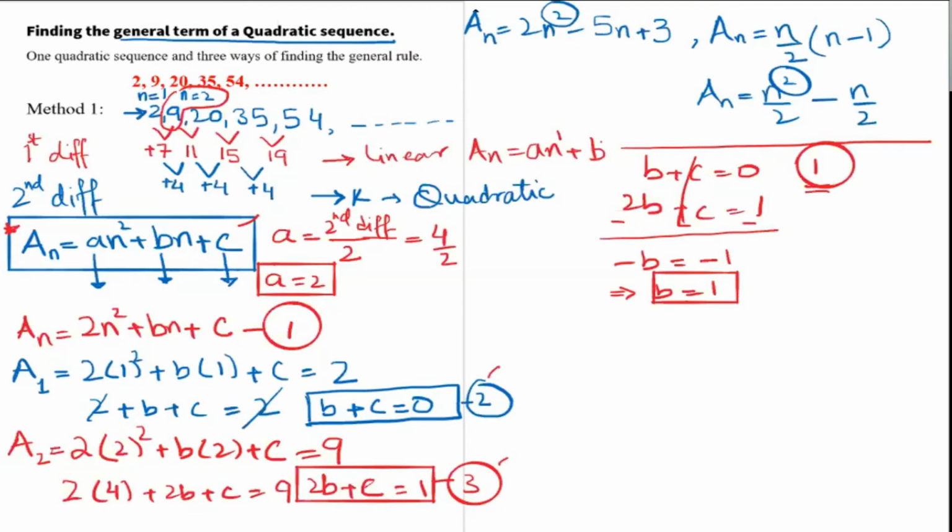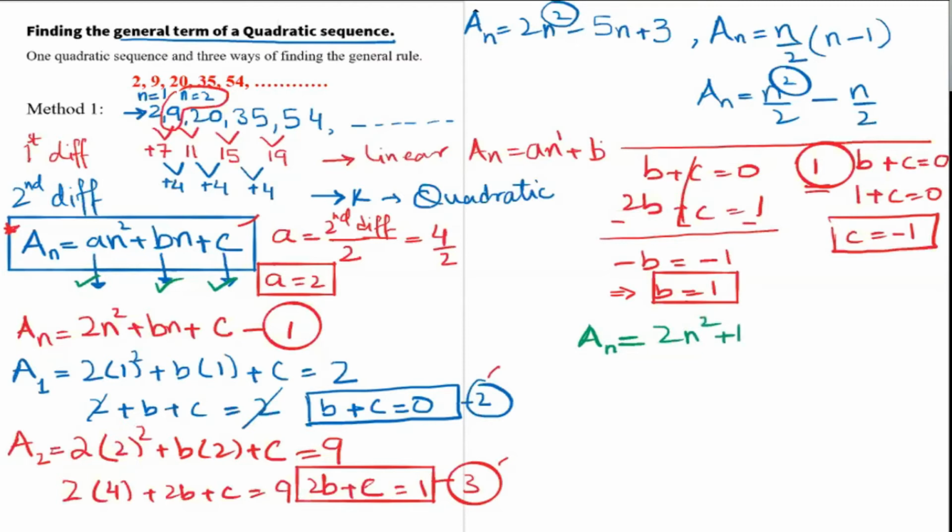b plus c is equal to 0. Easy number to solve it. b is 1, and this gives us c is equal to negative 1. Now I've got all these three unknowns at the start. I've got a, I've got b, and I've got c. And so the general formula for this quadratic sequence will be 2n squared plus 1n, but I won't write this one. So you simply write n minus 1. So this is our general formula.